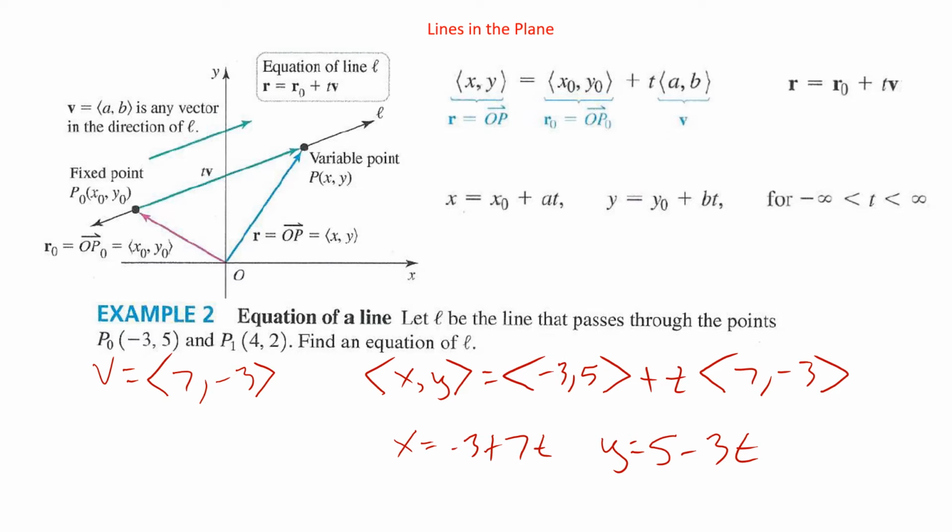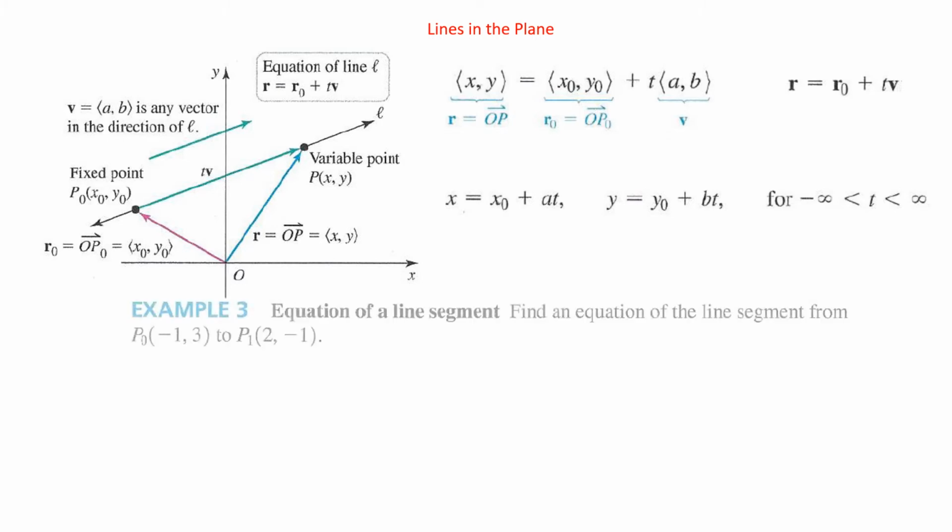So, and then what about the equation of a line segment? So here it's not going to go on forever. That's okay. The only difference here is we're going to limit our t. So we're going from negative 1, 3 to 2, negative 1. So let's find our vector. Negative 1 to 2, that's going to be 3. 3 to negative 1 is negative 4.